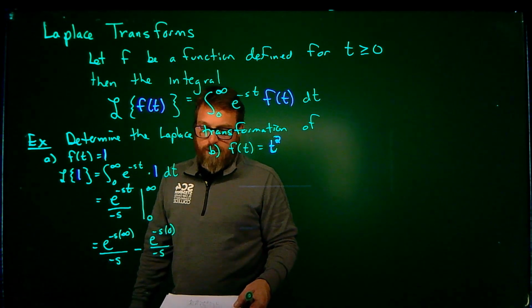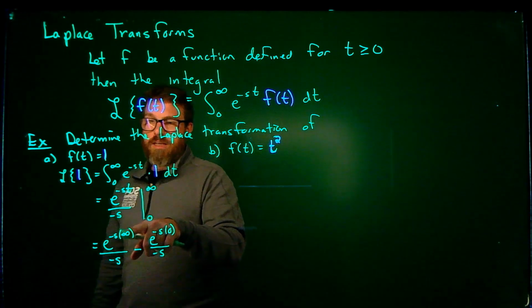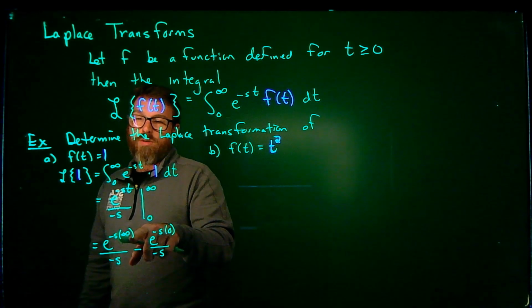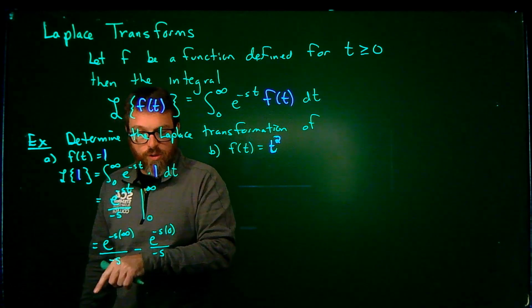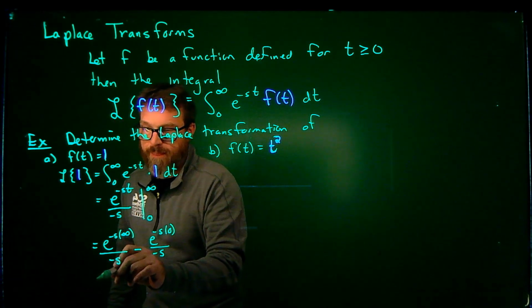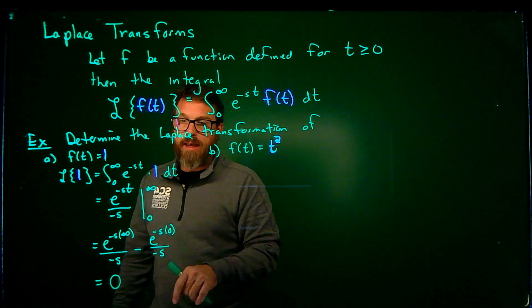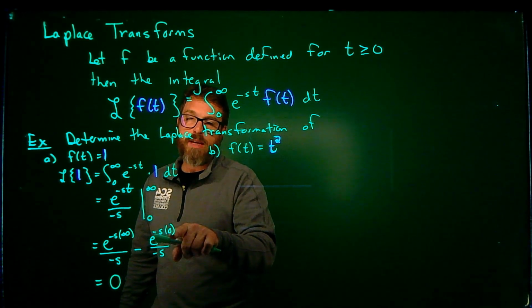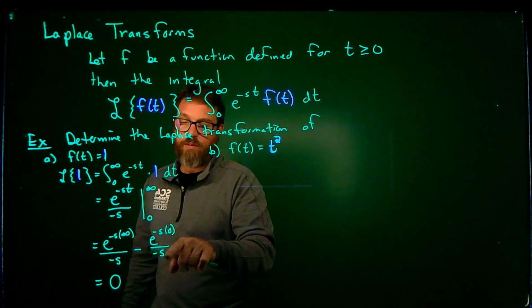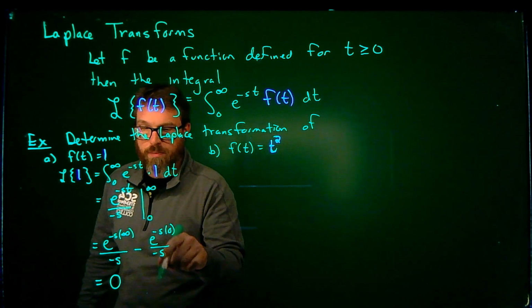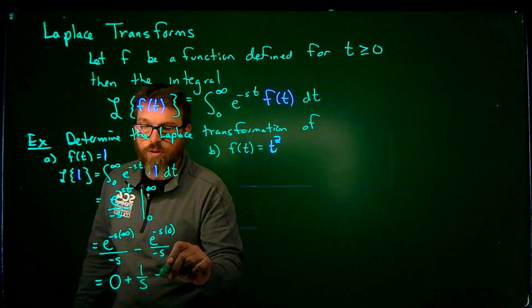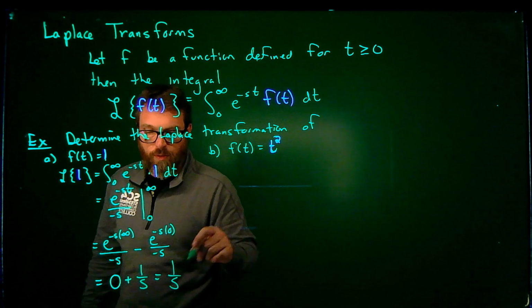Now, what we know is that this is going to go to negative infinity, assuming s is greater than or equal to 0. So this term right here is going to go to 0. And then e to the minus s times 0 is e to the 0 all over negative s, which with the minus sign in front is going to be plus 1 over s. So this is equal to 1 over s.